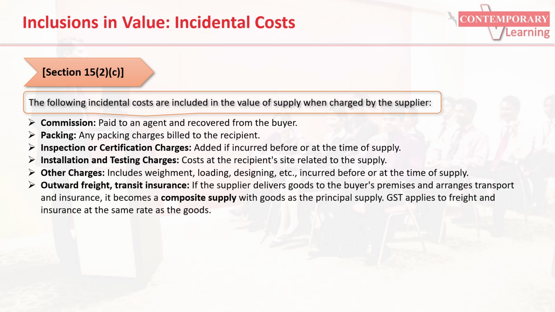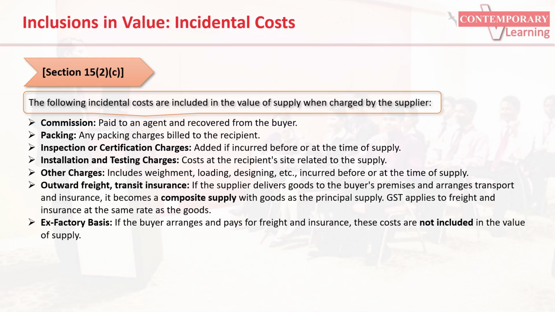For outward freight and transit insurance, if the supplier delivers goods to the buyer's premises and arranges transport and insurance, it becomes a composite supply with goods as the principal supply. GST applies to freight and insurance at the same rate as the goods. However, on an ex-factory basis, if the buyer arranges and pays for freight and insurance, these costs are not included in the value of supply.